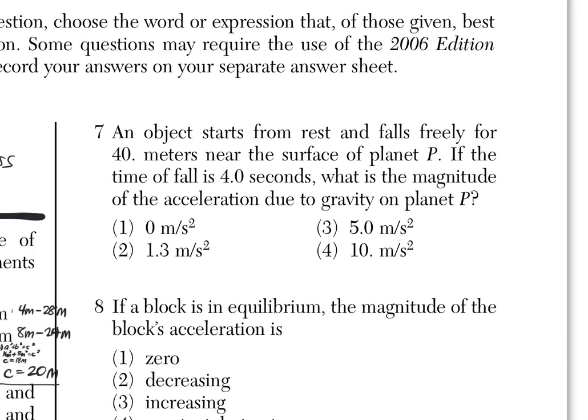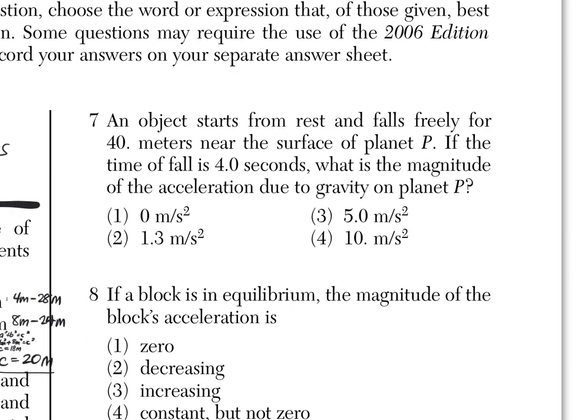So number 7. An object starts from rest and falls freely, free fall, for 40 meters near the surface of planet P. The time is 4 seconds. What's the acceleration due to gravity on planet P? I'm putting the displacement down as negative. It's falling downwards 40 meters, so that is a downward displacement. So D is negative 40 meters. Time is 4 seconds, and since it's free fall, I know my acceleration is due to gravity, negative 9.81 meters per second squared.